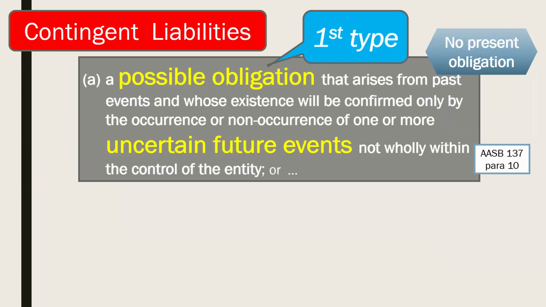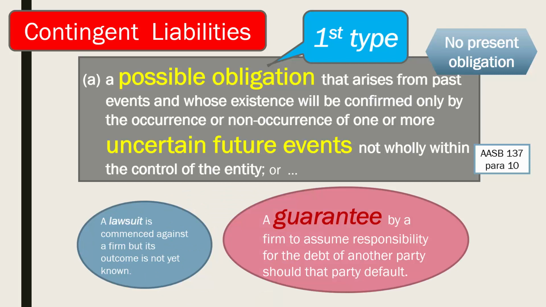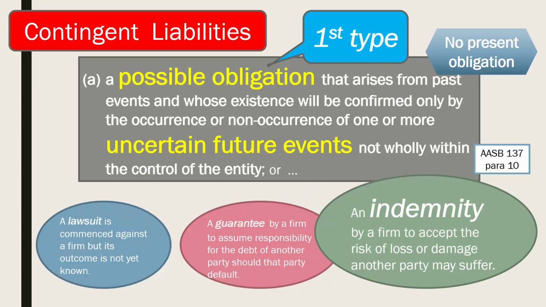Examples of contingent liabilities that are a possible obligation that arises from past events and whose existence will be confirmed only by the occurrence or non-occurrence of one or more uncertain future events, not wholly within the control of the entity, and so fail the time-based trifecta of being a present obligation, are: a lawsuit is commenced against a firm, but its outcome is not yet known; a guarantee by a firm to assume the responsibility for the debt of another party, should that party default; an indemnity by a firm to accept the risk of loss or damage another party may suffer.